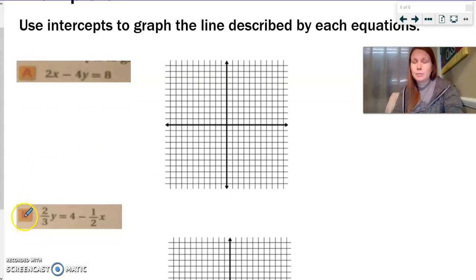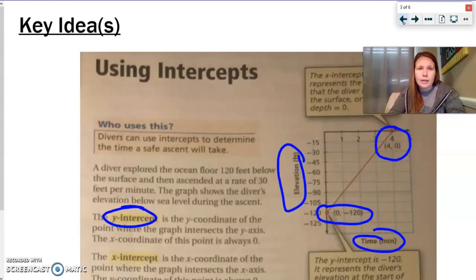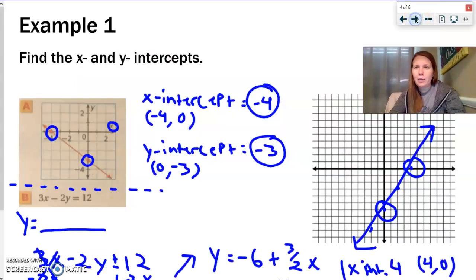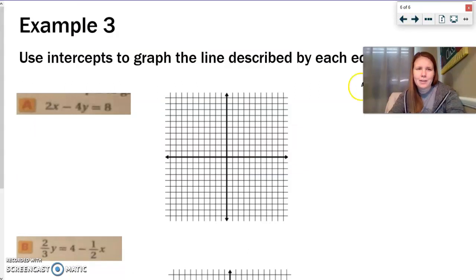To find my x and my y intercepts, remember that at one point they told us that if I'm finding the y-intercept, the x-coordinate is always going to be 0. And if I'm finding the x-intercept, the y is always going to be 0. So we can use that to our advantage to solve these equations by plugging in 0 for x or 0 for y.